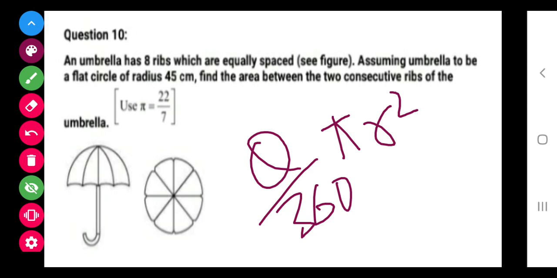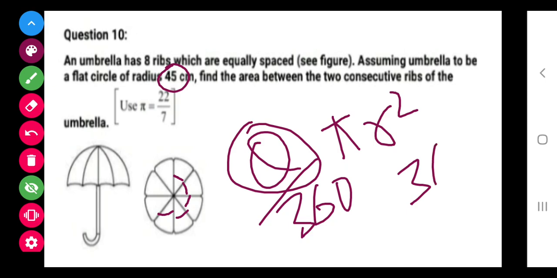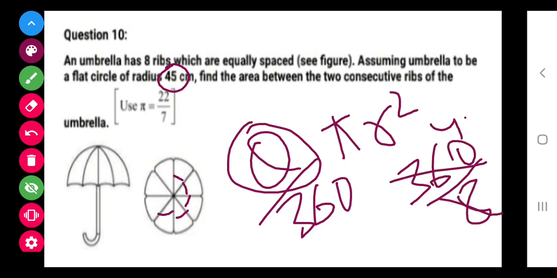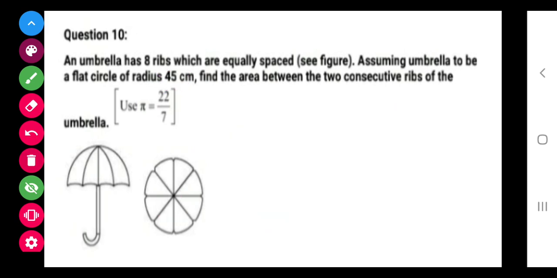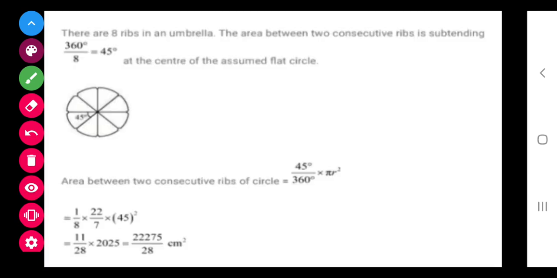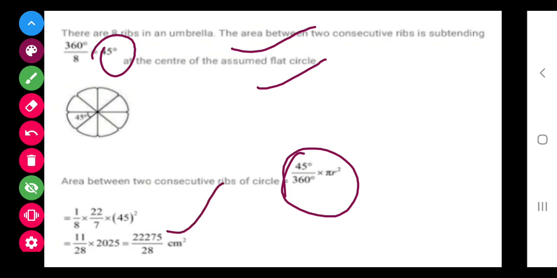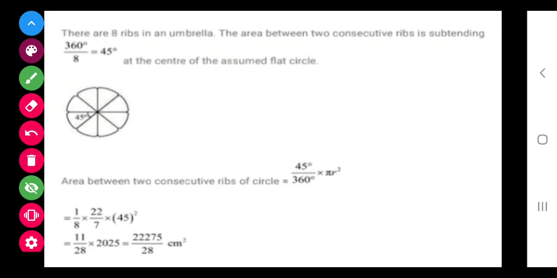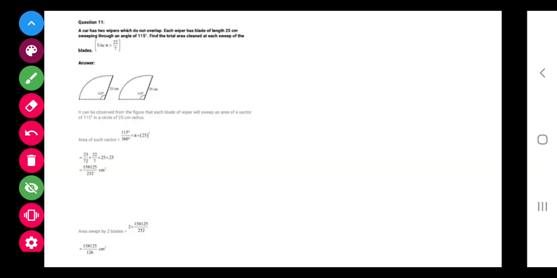R is this, and if we talk about the theta, they are all equally inclined, they are all equal. So 360 upon 8, that is 45. Finally, the same they have written, they are equally inclined, so angle will be 45, and on substituting the value you will get this. That's all.